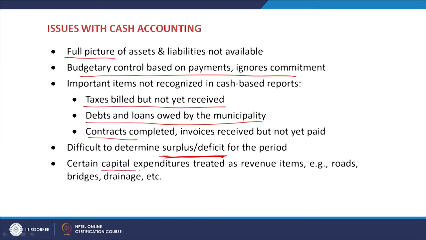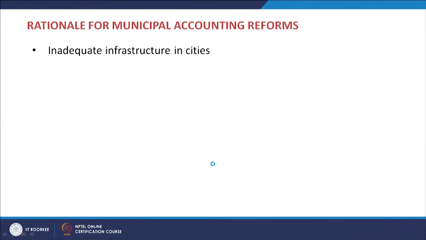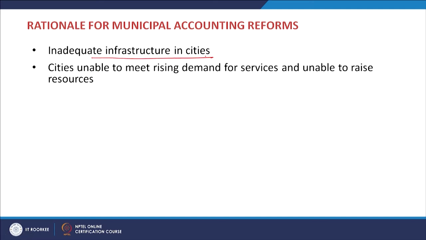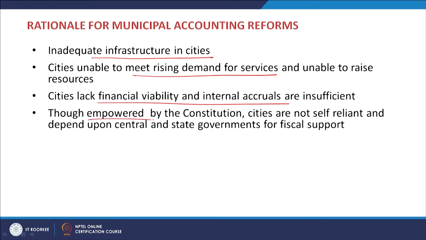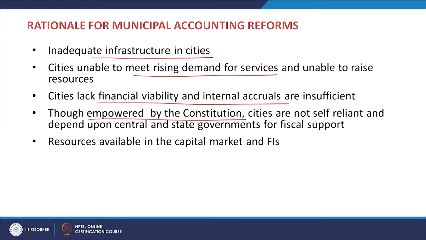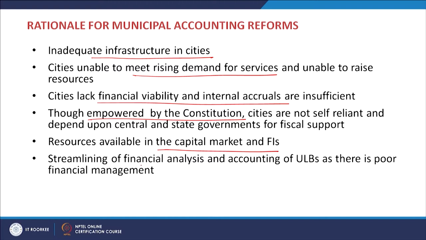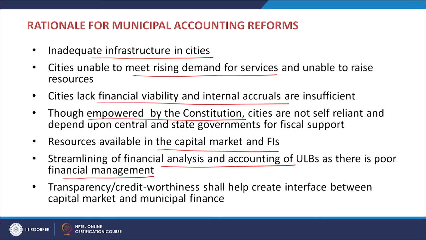Then capital expenditures were treated as revenue items, for example road, bridges, drainage, etc. But these are capital expenditure, where you need to invest capital for creation of this infrastructure. Because of those issues, we had inadequate infrastructure in the cities. Cities were unable to meet rising demand for services, cities lacked financial viability and internal accruals, and though empowered by the constitution, they were not able to perform. Resources were available in the capital market and financial institutions, but there was a need for streamlining of financial analysis and accounting, as there was poor financial management, transparency and creditworthiness.